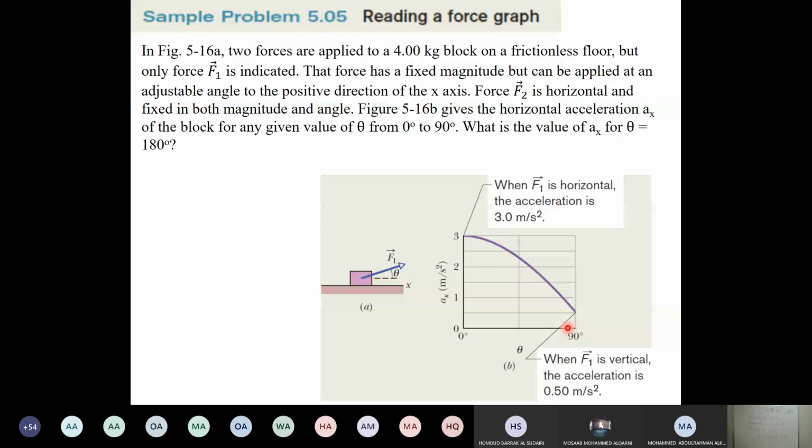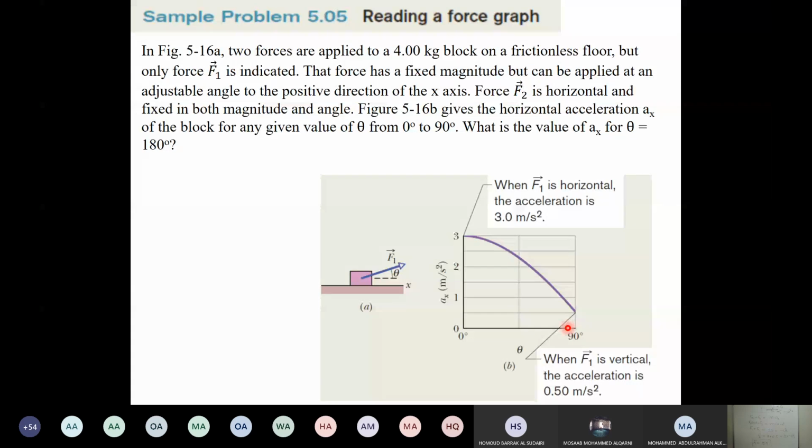In the statement of the problem, they said that F2 is fixed in magnitude as well as in angle. So we just take the magnitude now, and we proceed to equation 2 to determine F1. All we need to do is to put the value of F2 in equation 2, which will give us F1 equal to 12 minus 2 equal to 10. So F1 is going to be 10 Newton, while F2 is 2 Newton.